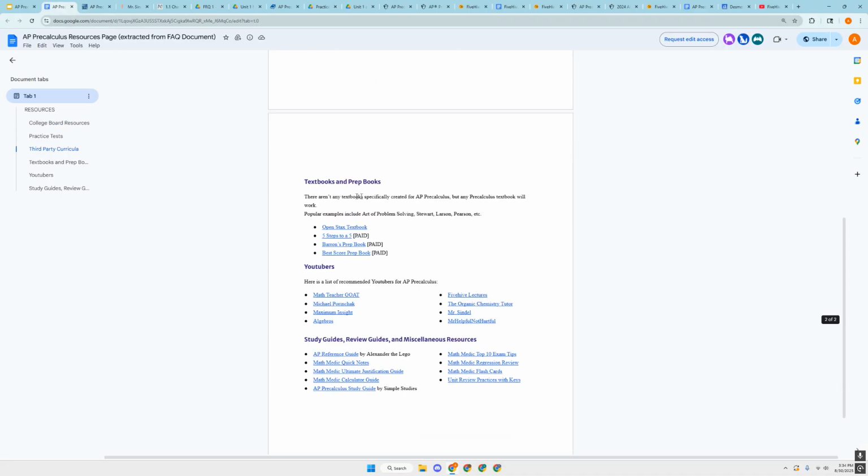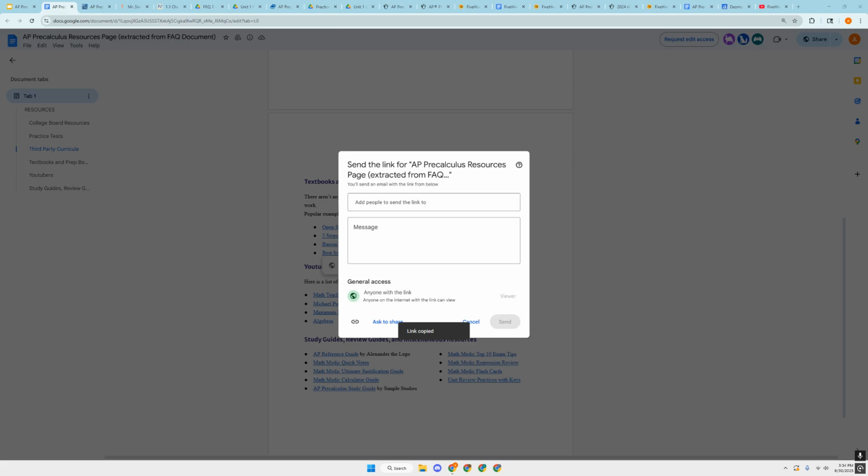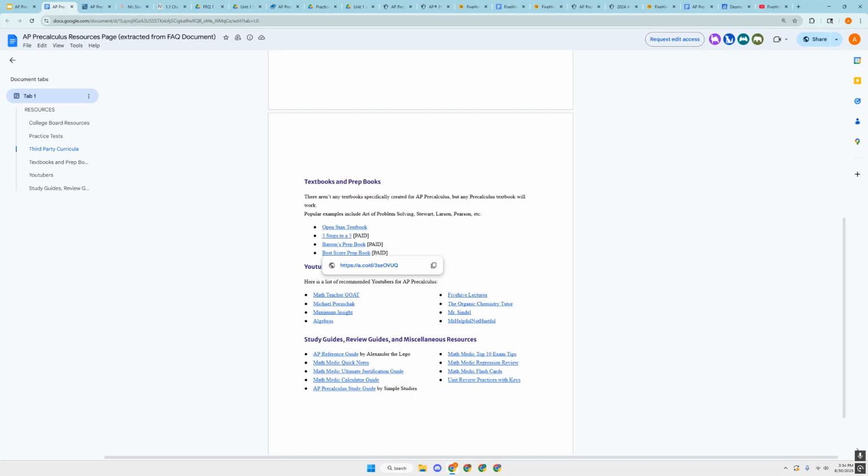Then there are textbooks and prep books. You have your problem solving if you're looking for a textbook, like OpenStax, 5 Steps to 5, Barron's, and Best Score prep book. All of these links are in this Google Doc. They're also in the AP Precalc pins if you lose the link.